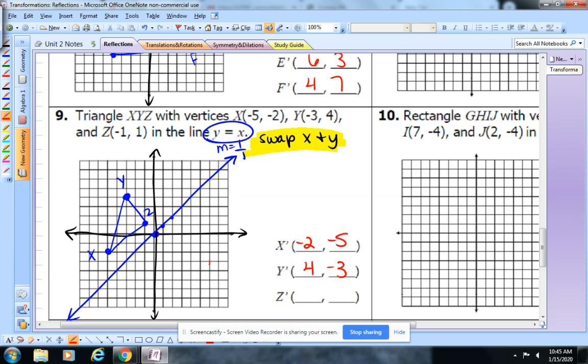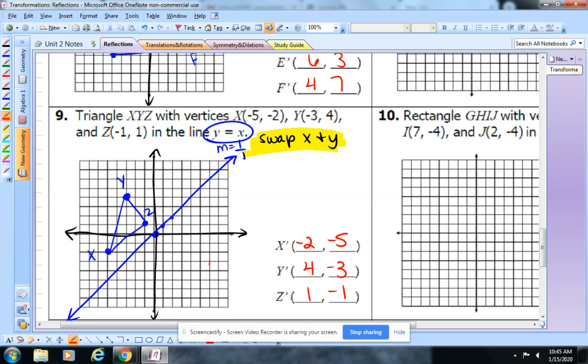So z is negative 1, 1. What do you think z prime will be? 1, negative 1. So if you're reflecting in the line y equals x, all you do is swap your x and y. Okay? And then you can go graph that triangle.